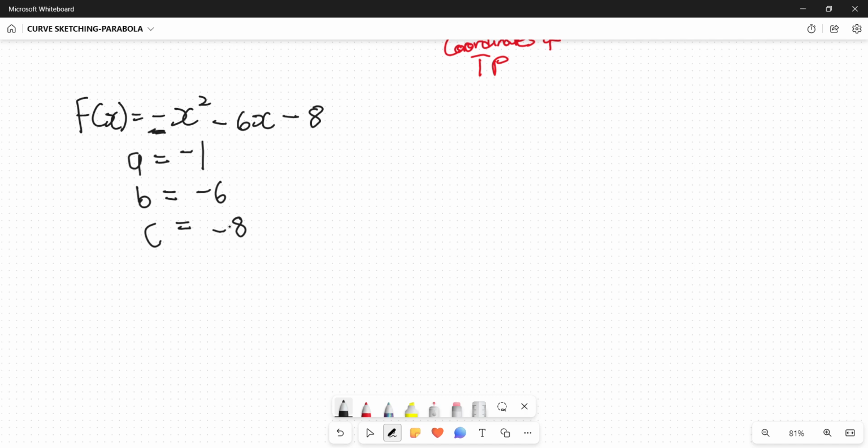If you have already determined these constants a, b, and c, then it will be easy for you to calculate the turning point. Now, to sketch this curve effectively, we'll follow a systematic approach, whereby the first step says that we need to find the turning point.